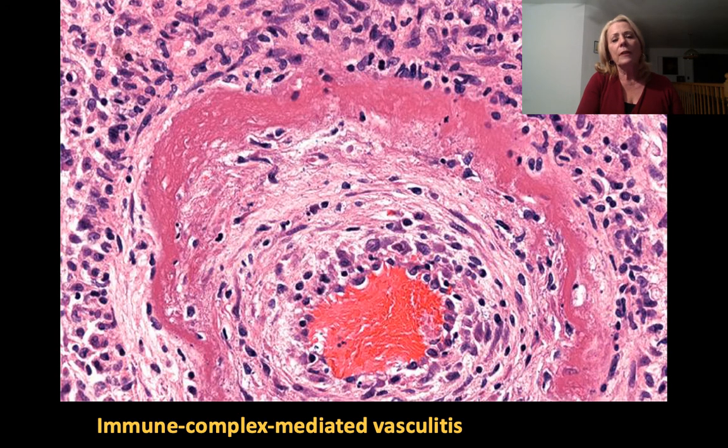So this is an immune complex, and all these little black dots here are actually macrophages flying around, and this right here is the outline of the blood vessel, and the fact that it looks like this shows you that there's tons of inflammation here, and this is leading to vasculitis.